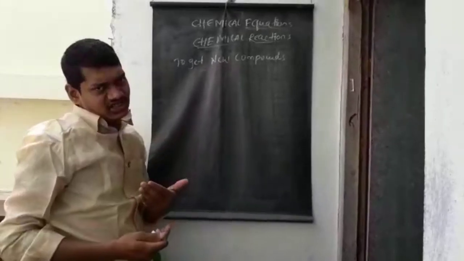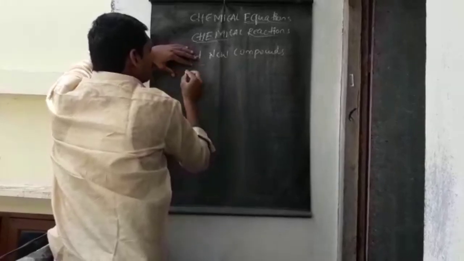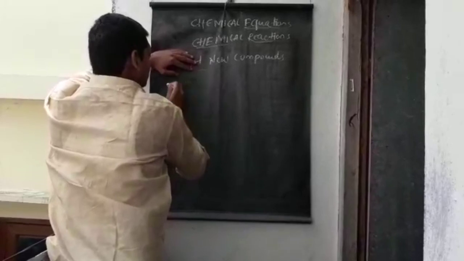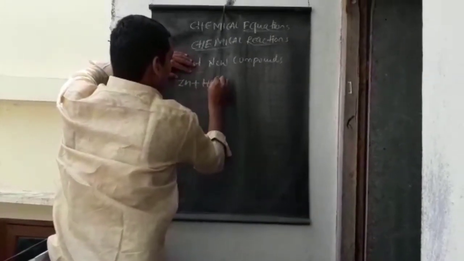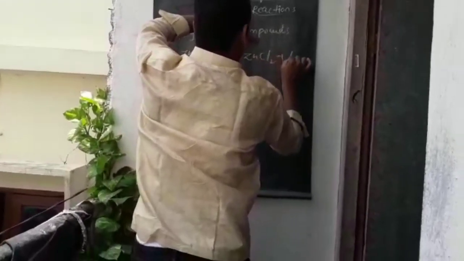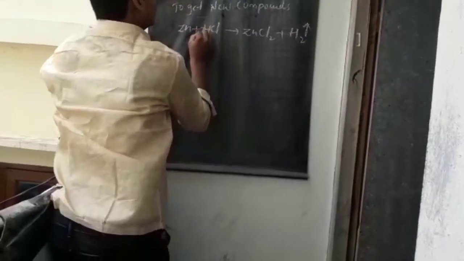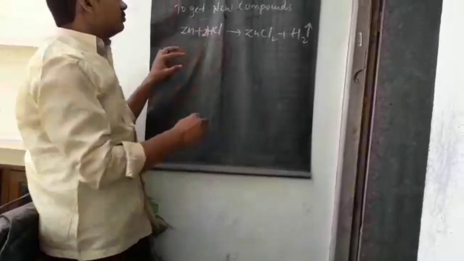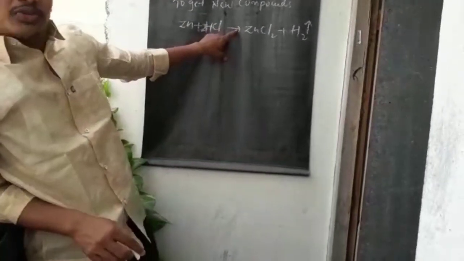If you write a reaction, for example, let us take zinc. Zinc reacts with hydrochloric acid to form ZnCl2 plus hydrogen gas. Observe this arrow mark.